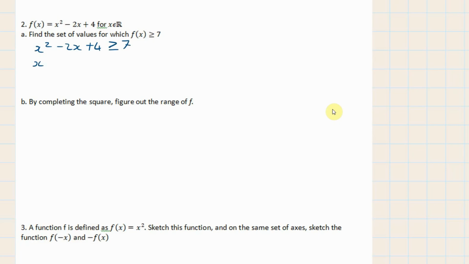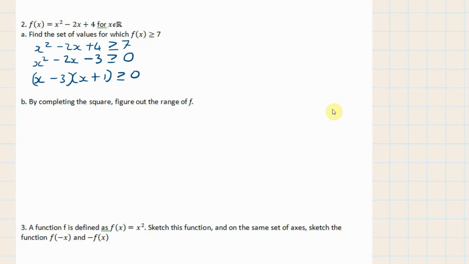I'm going to pull that 7 across. There's another way of doing it that I just thought of, but I'll go ahead with this. So if I pull this across, I should get x squared minus 2x minus 3 is greater than or equal to 0. Now, looks to me like we can actually factorize that like this.